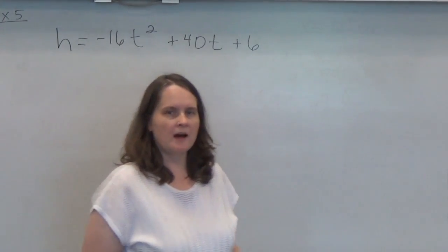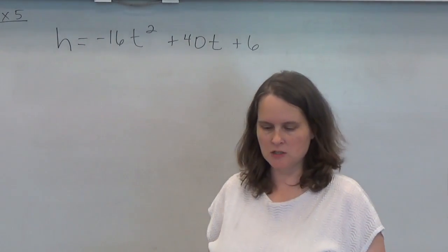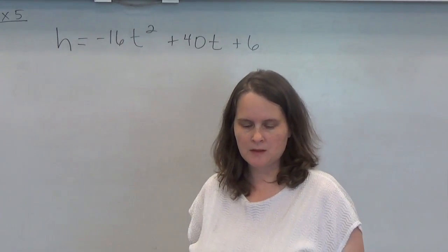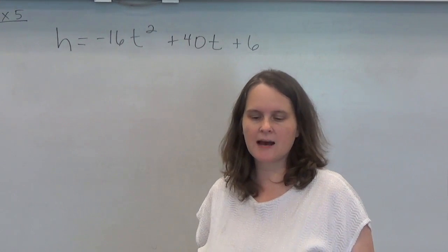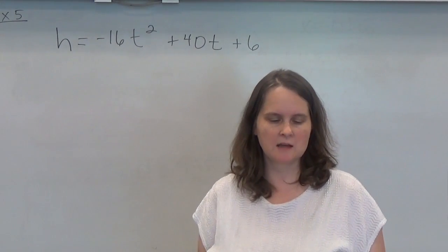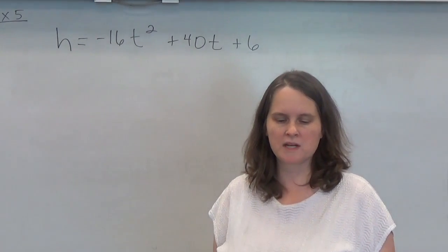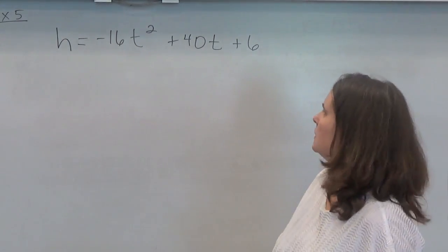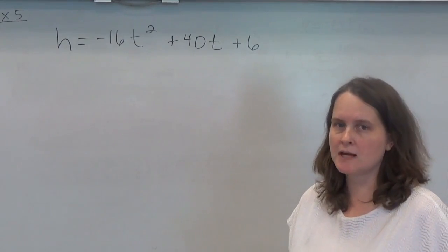So in example 5, we are asked to solve an application dealing with a quadratic equation. We have a ball that's tossed straight upward. Its height h in feet at time t in seconds is given by the equation h equals negative 16t squared plus 40t plus 6. For how long is the ball in the air?